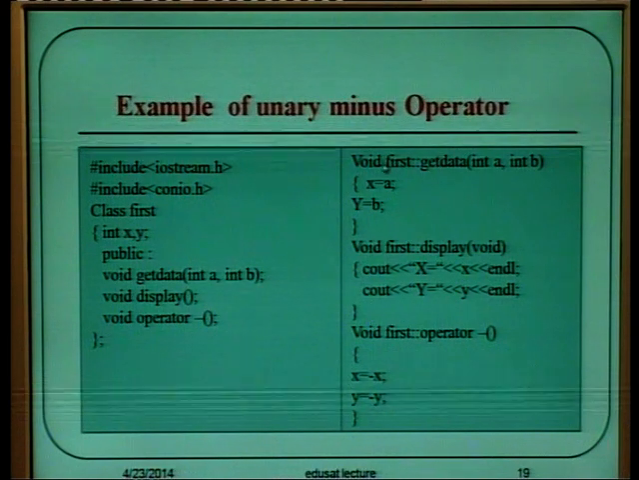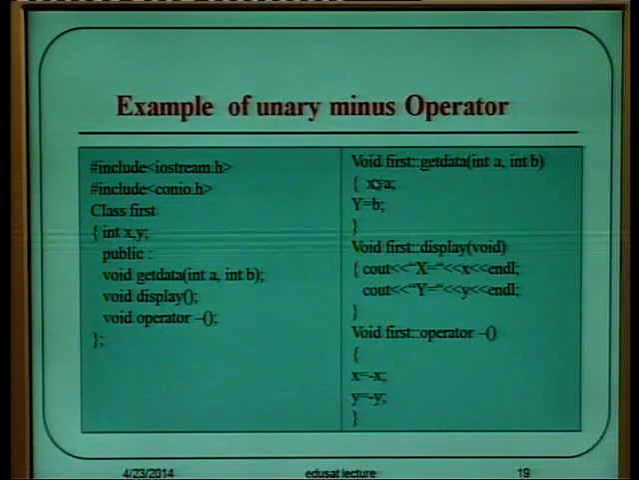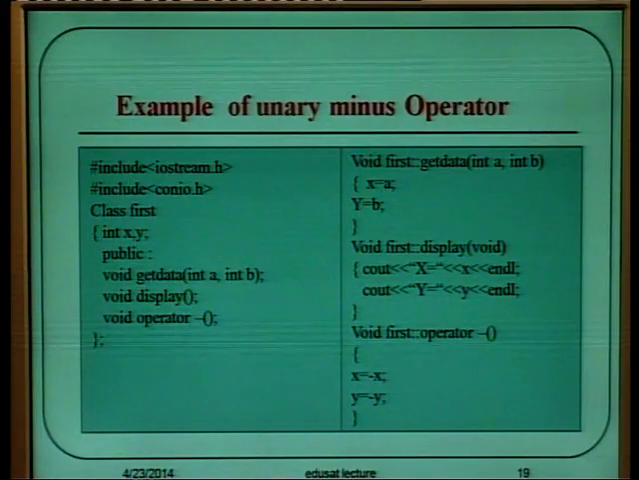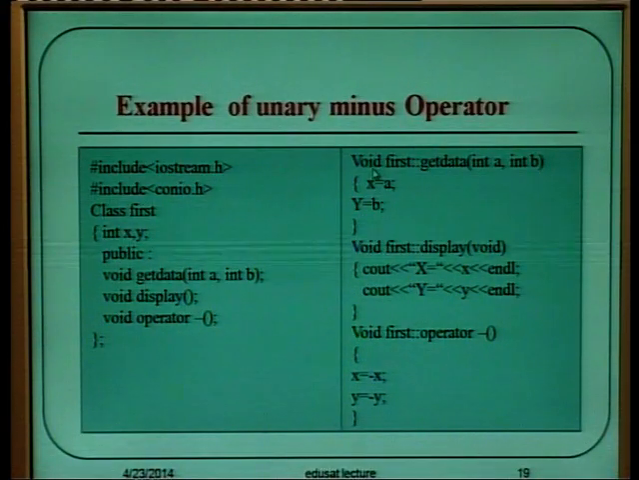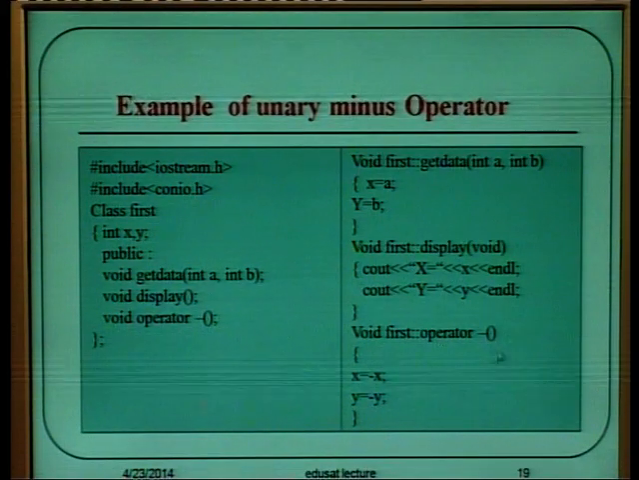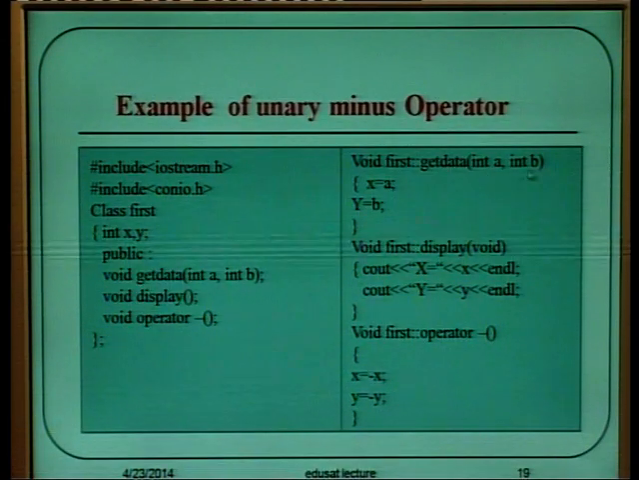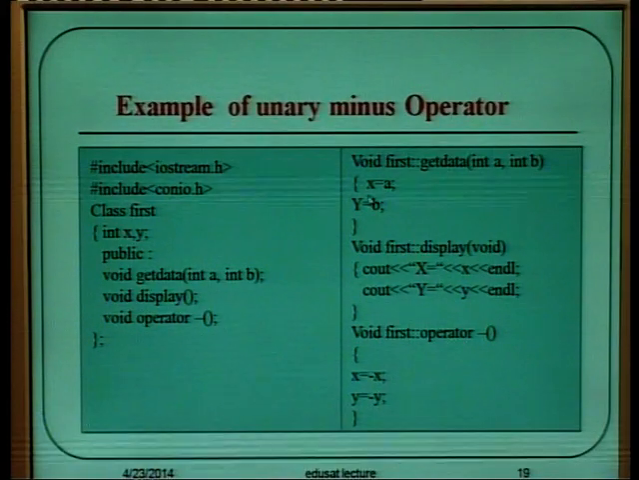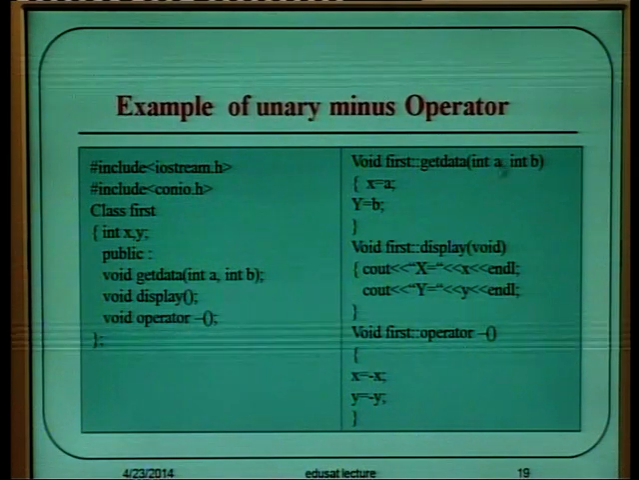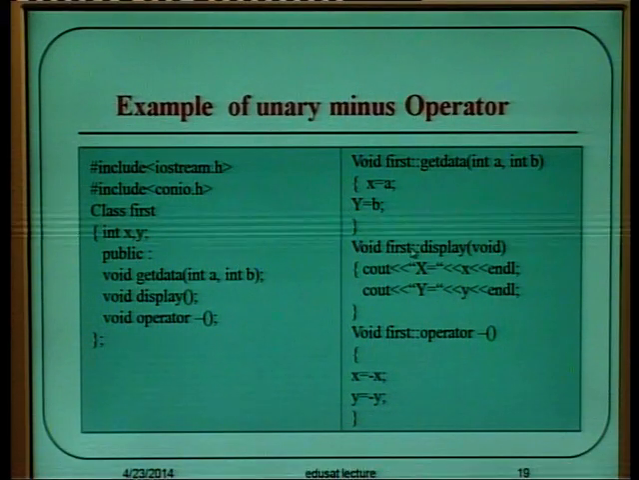And here we are defining a function outside the class. Whenever you define a function outside the class, we have to follow this syntax: return type, name of the class, scope resolution operator, name of the function, and its arguments and statements. Here x is equal to a, y is equal to b. Okay, second is the display function. It is also defined outside the class with the scope resolution operator.